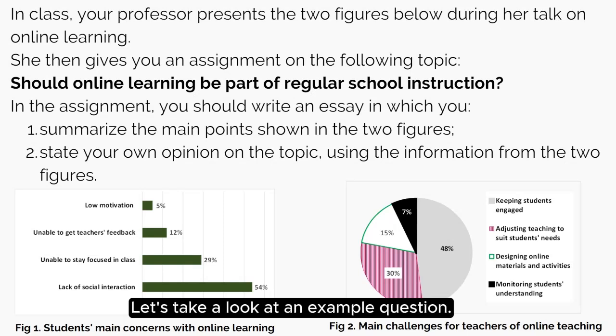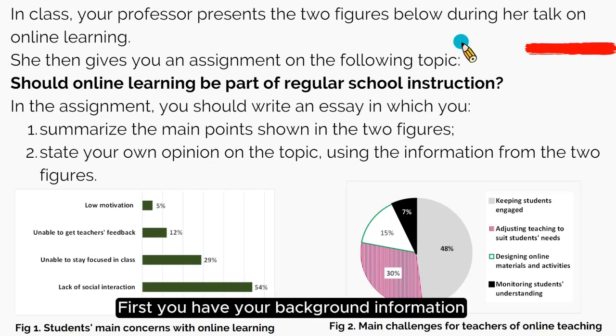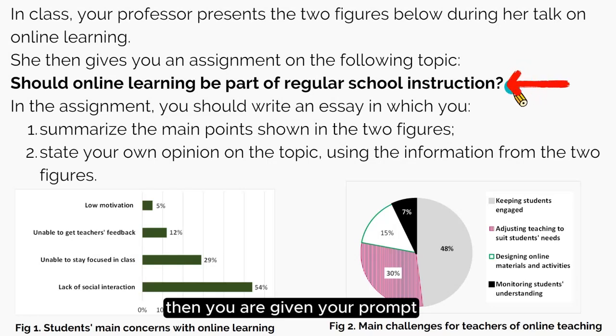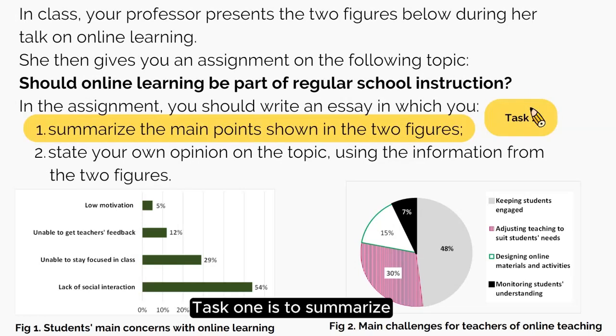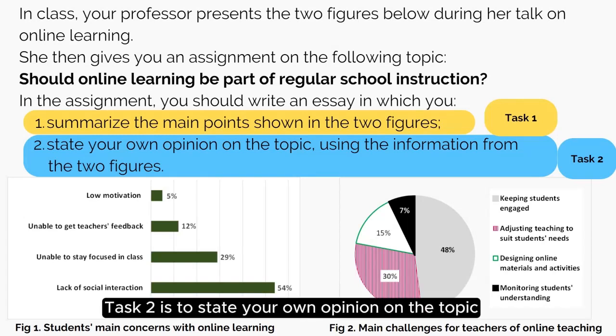Let's take a look at an example question. First, you have your background information. Then, you are given your prompt. Next are your directions. Task 1 is to summarize the main points shown in the 2 figures. Task 2 is to state your own opinion on the topic using the information from the 2 figures.